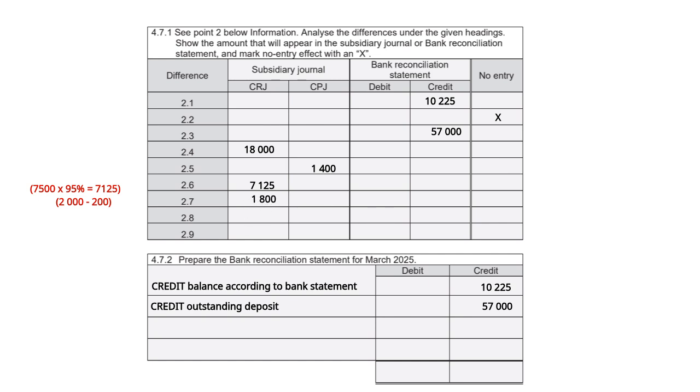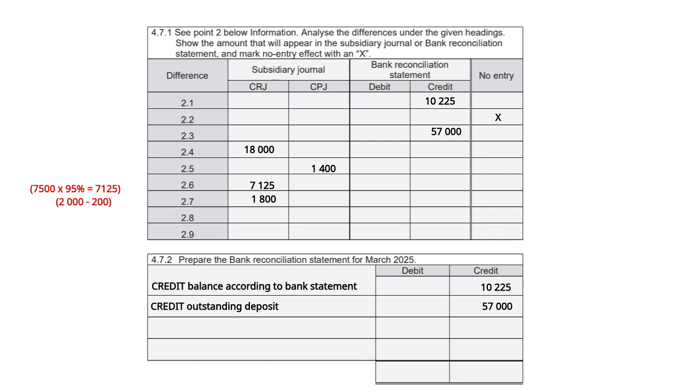The reason why it goes to the CRJ, instead of only paying 200 rand, we paid 2,000 rand, we paid too much. So we use the opposite journal to go fix that entry. The opposite journal of our CPJ is our CRJ. So we're going to put 1,800 rand into our CRJ journal.